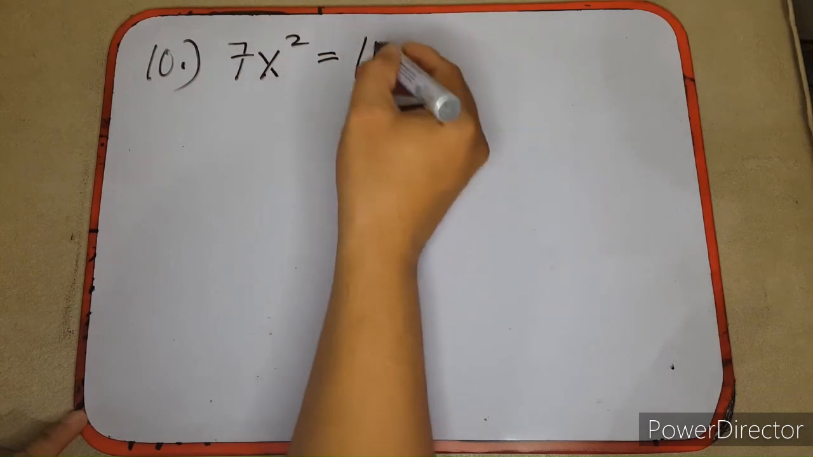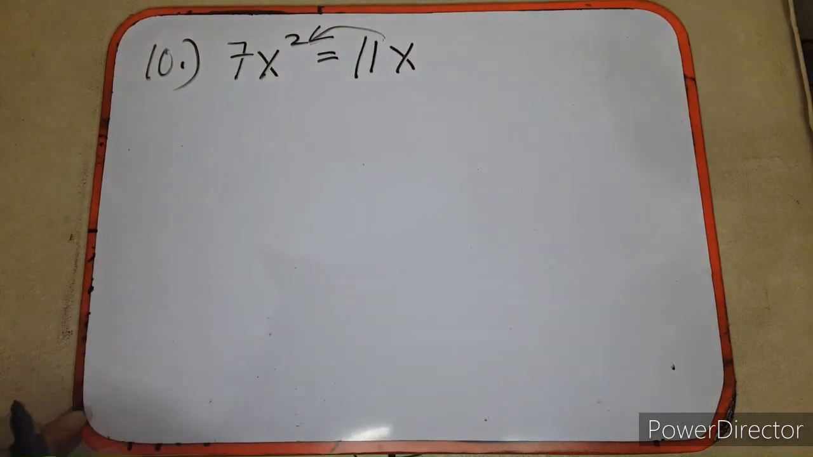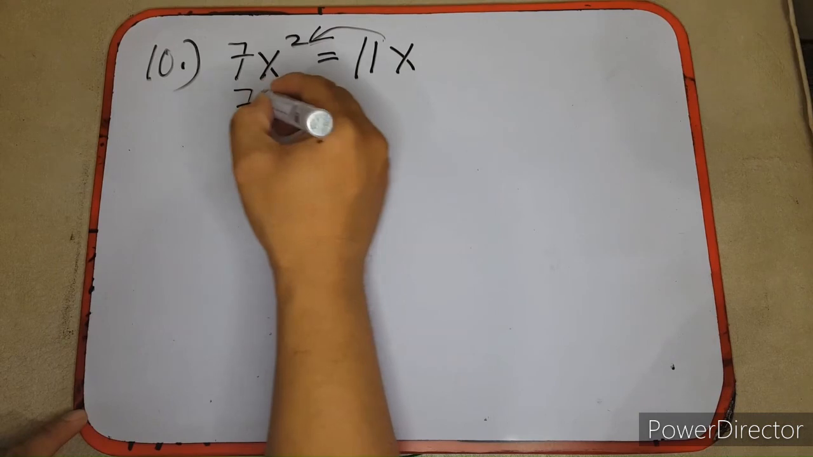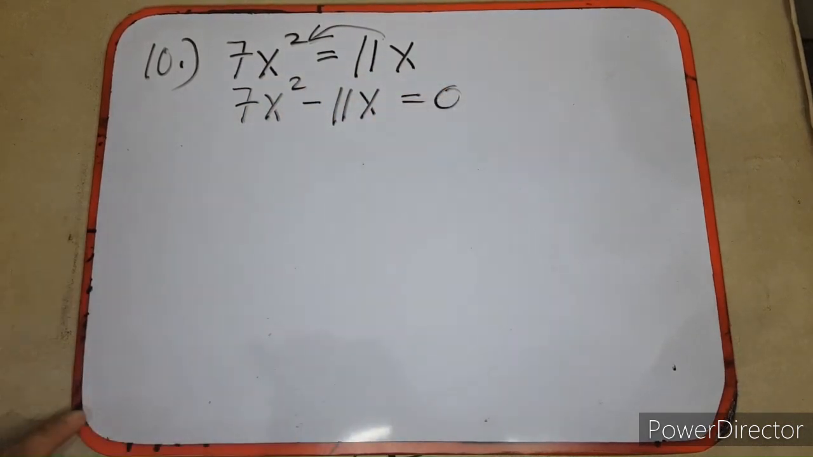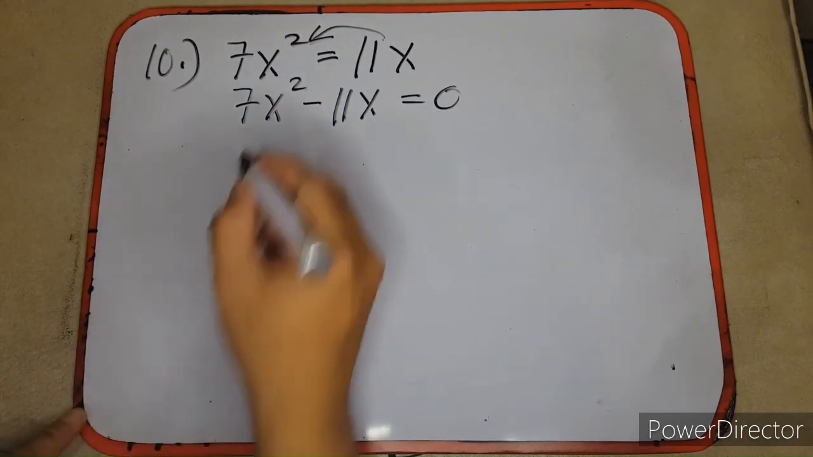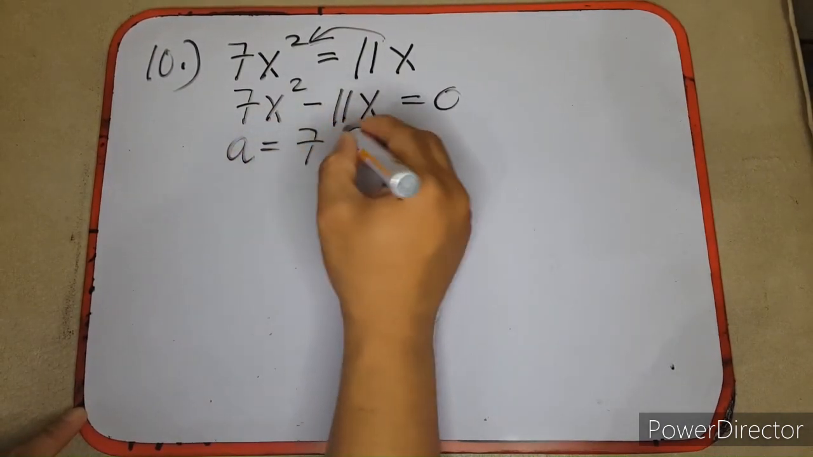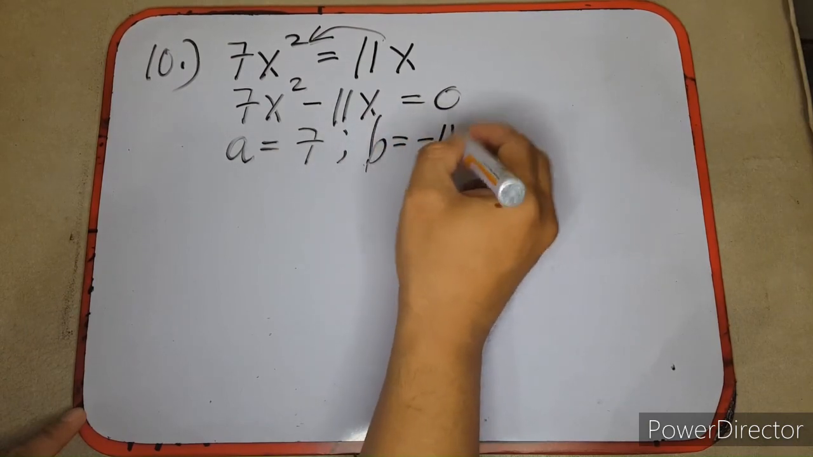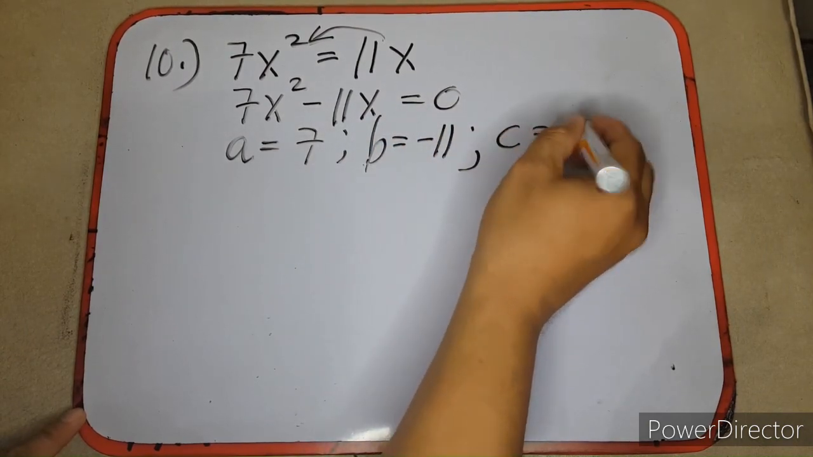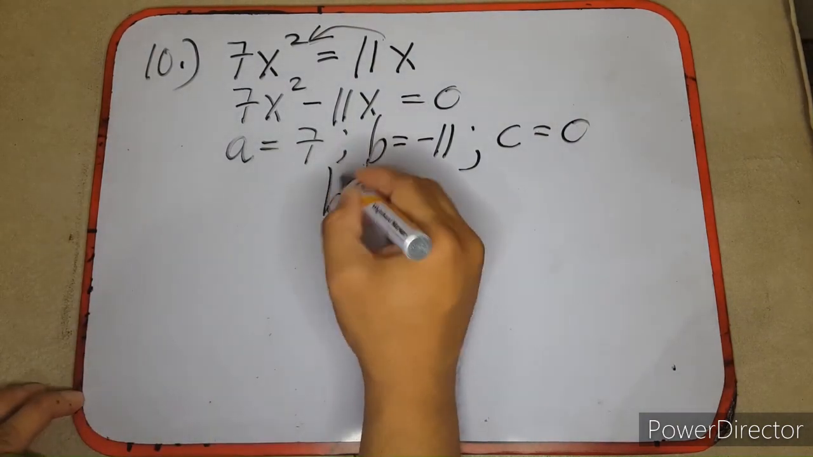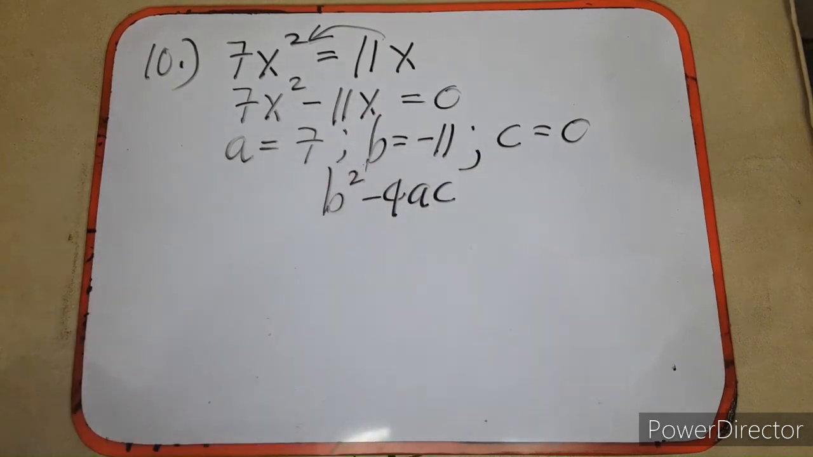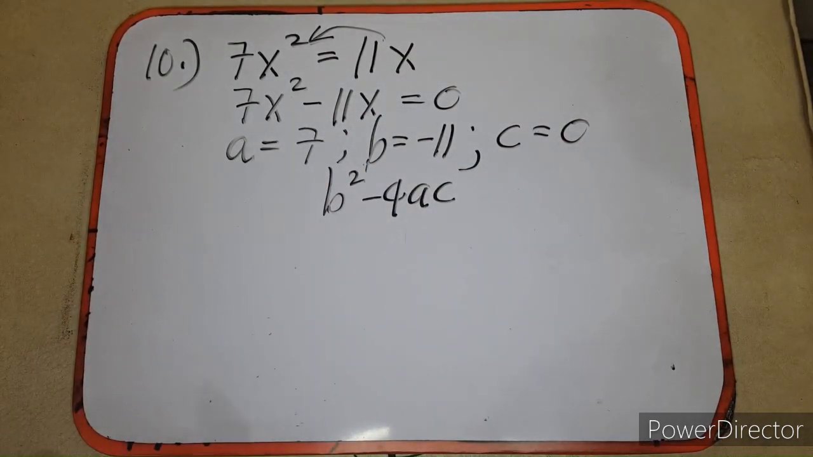So, arrange it first by moving 11x on the left side of the equation. So, we'll have 7x squared minus 11x is equal to 0. Then let's identify a, b, and c. So, a is 7, b is negative 11, while c is 0. Then using the expression b squared minus 4ac, which is the expression that we can use in order for us to determine the nature of the roots or determine the discriminant.